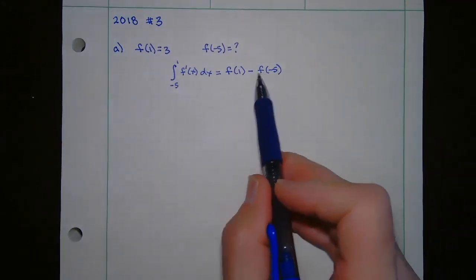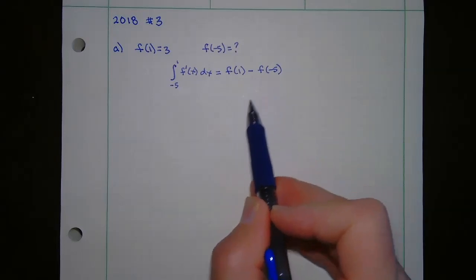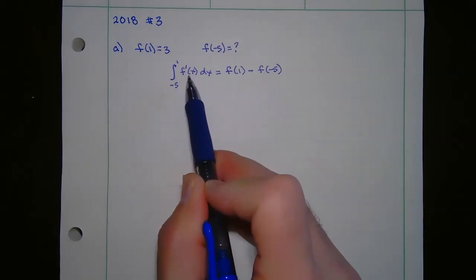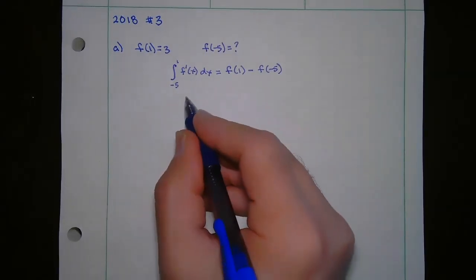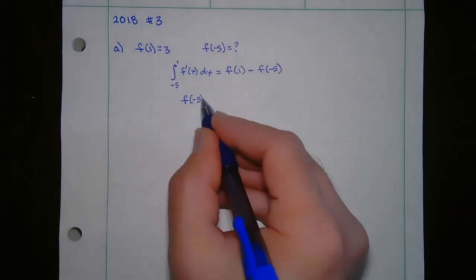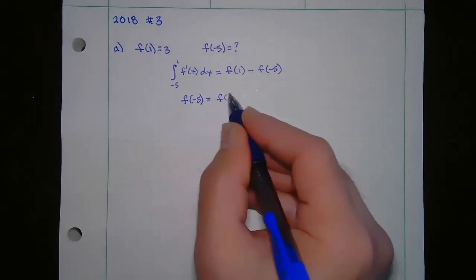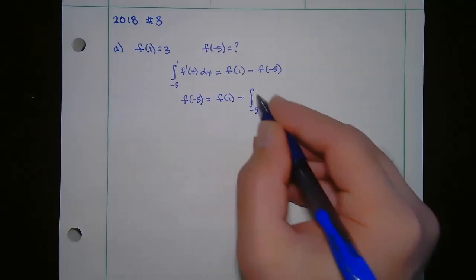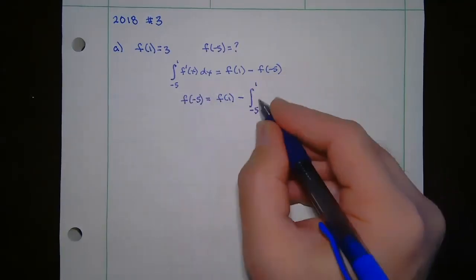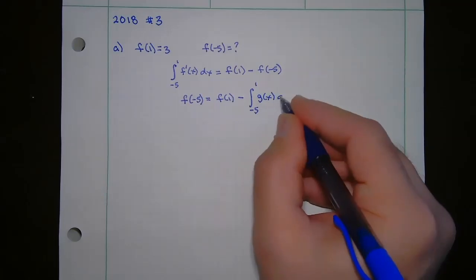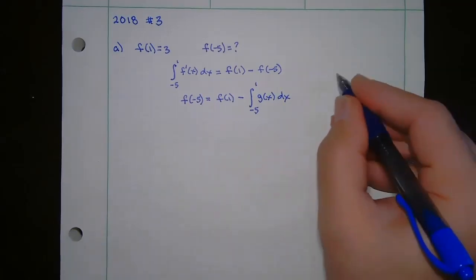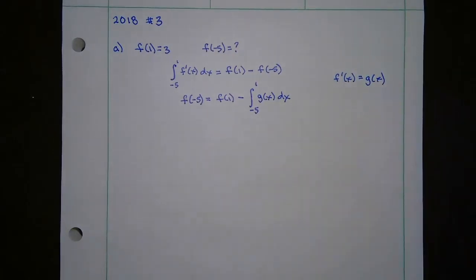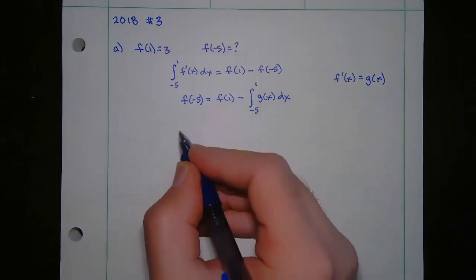And so because I have minus f of -5, if I move that over to the left-hand side and the integral to the right-hand side, and f prime of x becomes g, right? Then I would have f of -5 is equal to f of 1, and because I'm moving it over, it's going to become minus the integral from -5 to 1. And instead of f prime, I'm going to write g, because f prime of x is equal to g of x. All right, so I know f of 1 is 3, so that's going to be the start.